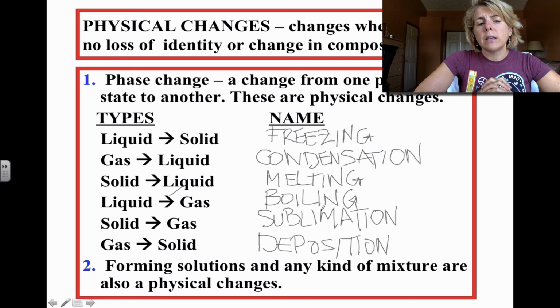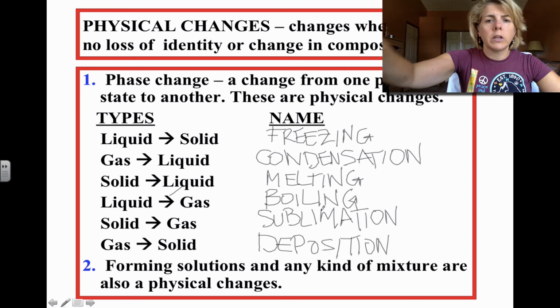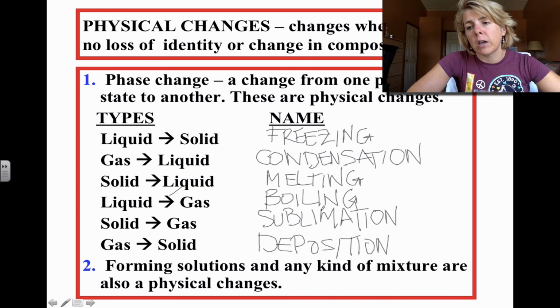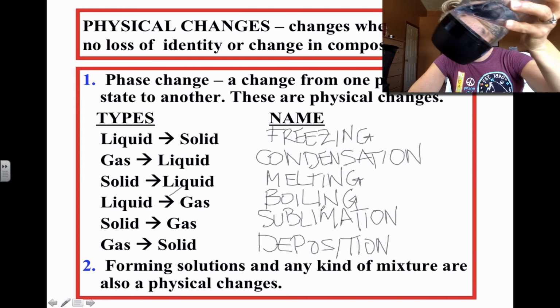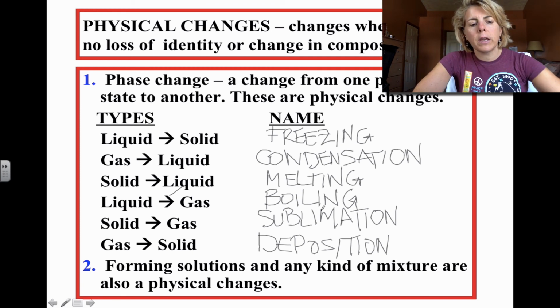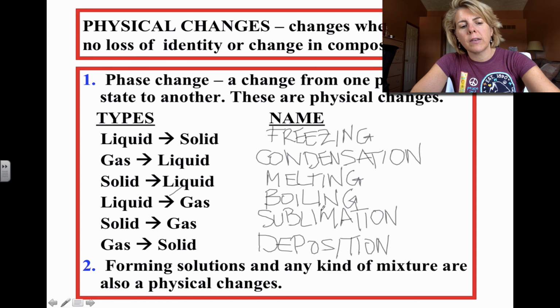And then lastly, if you are making a solution, so if you are essentially creating vanilla extract, you are forming a solution, and that would also be considered a phase change, where you're taking a solid and maybe converting it into the liquid phase, or you could be taking a gas and putting it into the liquid phase, like my fizzy water. Okay, so be ready for the video assessment tomorrow.